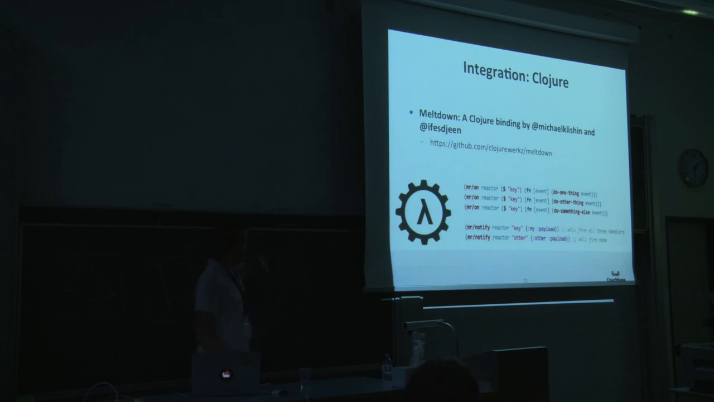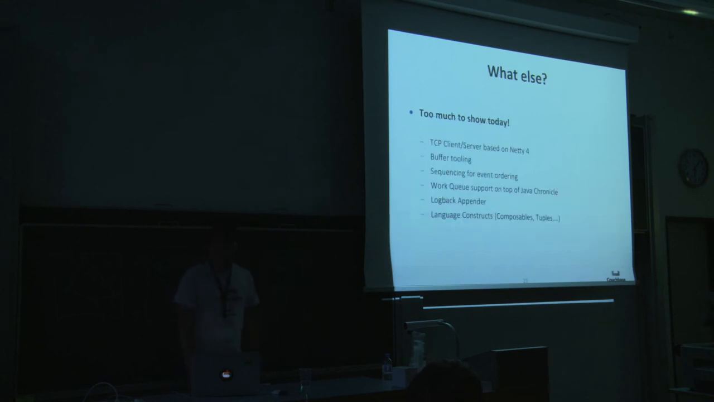There is a wrapper or a library on top of Reactor called Meltdown, and it gives a very Clojure-esque syntax on top of the whole Reactor. So if you're using Clojure, you may want to check it out, and it's easy to work with. What else before we jump into the demo?